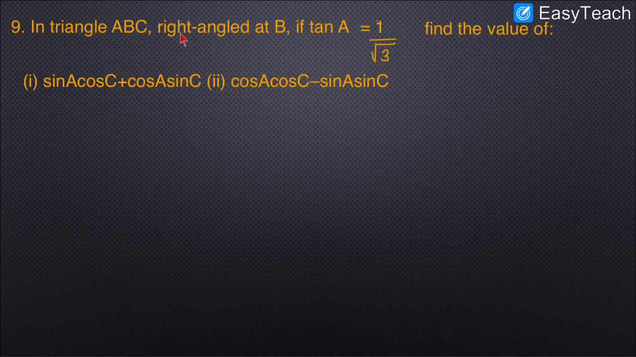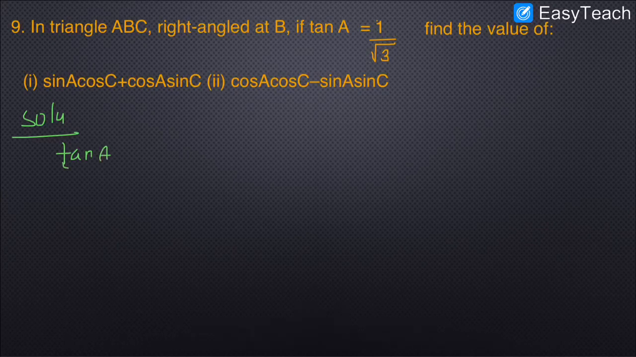So, let us start the 9th problem. In triangle ABC, right angled at B, if tan A equal 1 by root 3, find the value of sin A cos C plus cos A sin C. So, this is the first question. Second question, cos A cos C minus sin A sin C. So, this is also another easy problem.